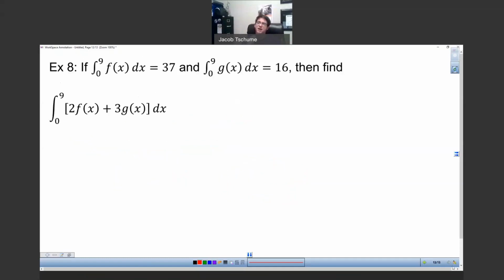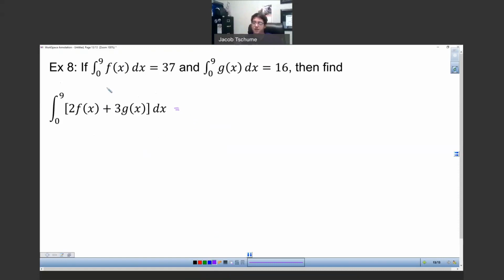All right, and last but not least, just to do a couple more of those properties I showed you, what if I actually put numbers involved? If I tell you that the integral from 0 to 9 of a function f is represented by 37, and the integral from 0 to 9 of a different function g is represented by 16, can you tell me what is the integral from 0 to 9 of 2 times the f function plus 3 times the g function? So this is another example where breaking it up is going to be the more beneficial way of doing this.